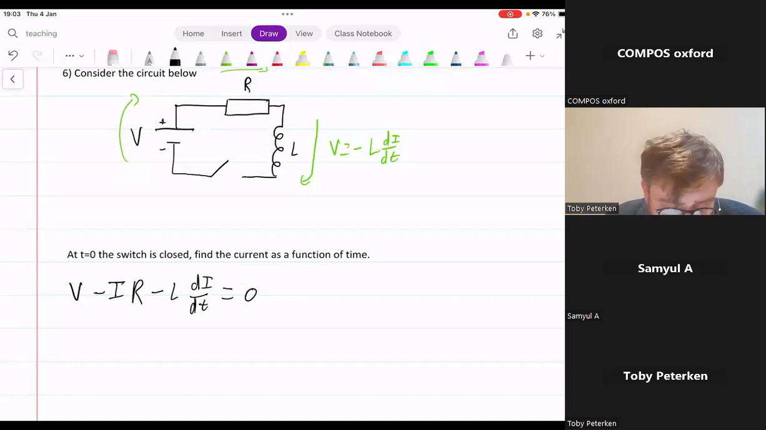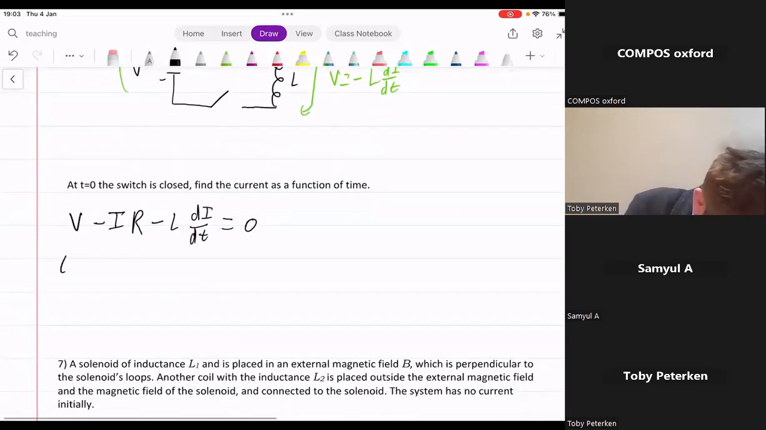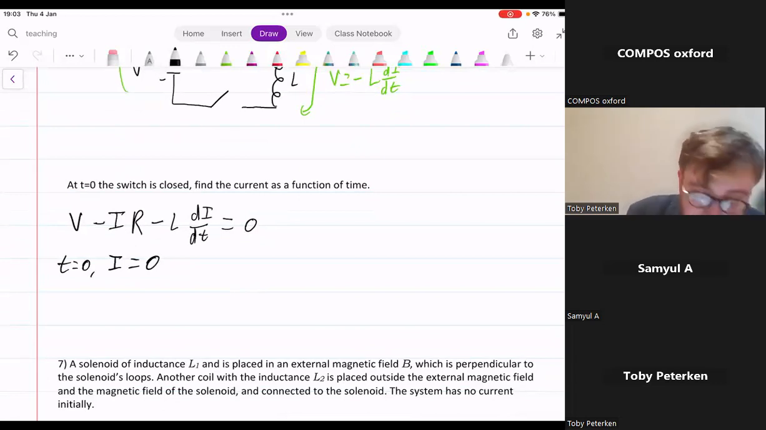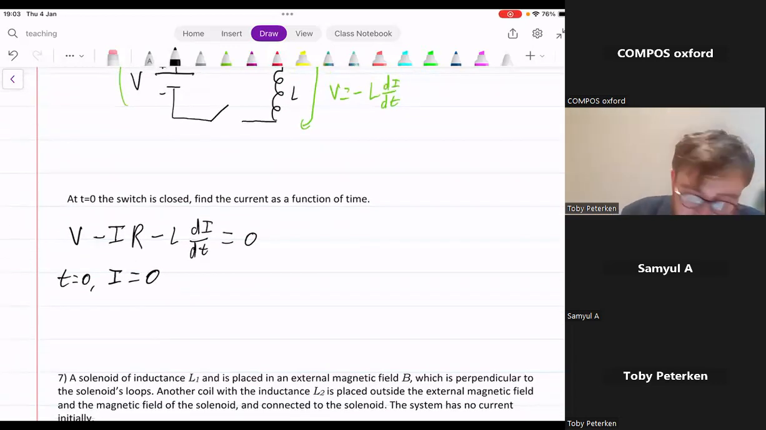So what are the initial conditions? Before we close the circuit, there's no current flowing. Therefore, when it's closed, the current must stay 0. Because if it were to suddenly shoot up to infinity, then this inductor would create an infinite voltage. So the current must change gradually. So at t equals 0, I equals 0. These are our initial conditions. And we've got to solve this differential equation.